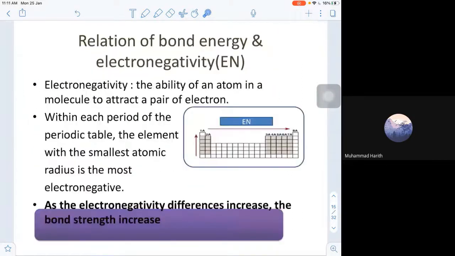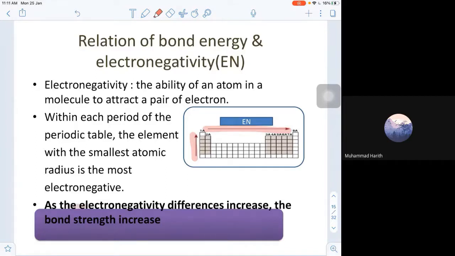So what is the relationship between the bond energy and electronegativity? Remember, we have discussed that electronegativity is the ability of the atom to attract electrons. Within the periodic table, the electronegativity will increase across the period towards fluorine and increase going up the group. It is increasing towards the smaller size of the atom. Then how do we relate it to the bond energy?